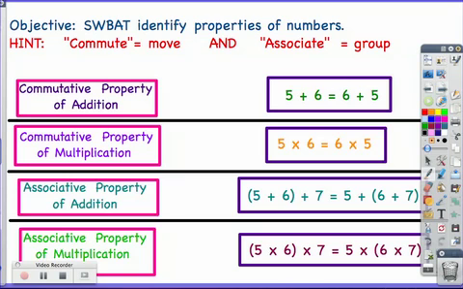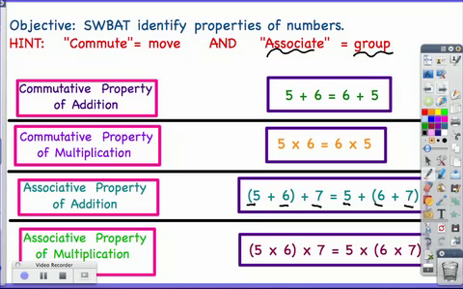Inverse properties. Inverse means opposite. So for example, if I take 5 plus its additive inverse, which is negative 5, I get 0. The sum of a number and its additive inverse or opposite is always 0. The inverse property of multiplication is when I take a number and multiply by its reciprocal or multiplicative inverse, which will always give me 1.